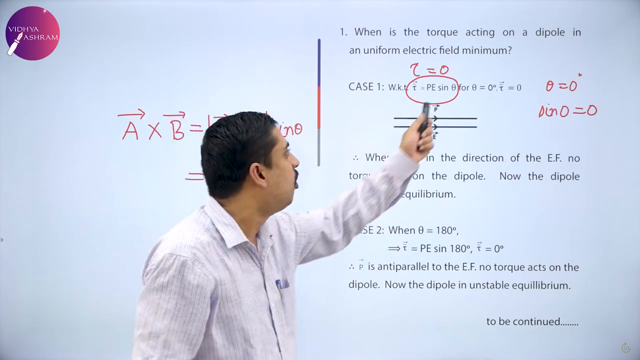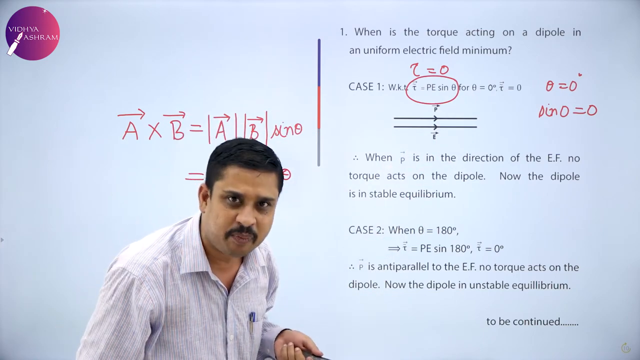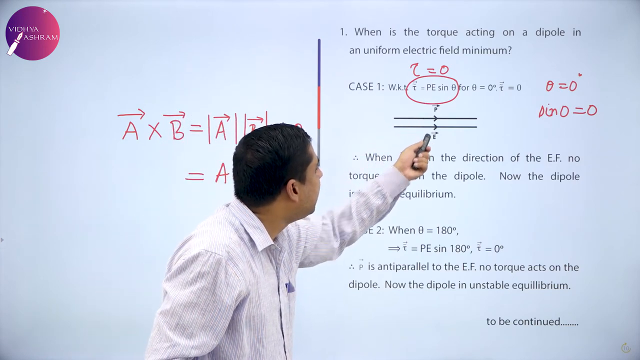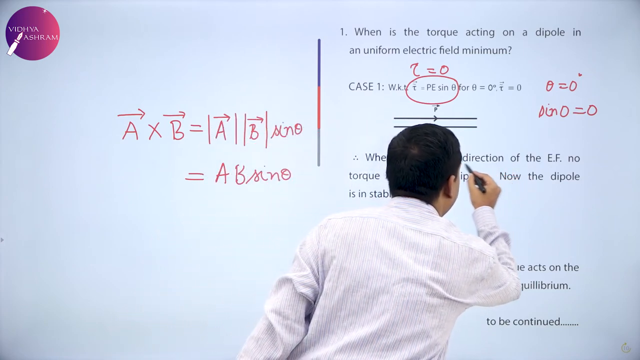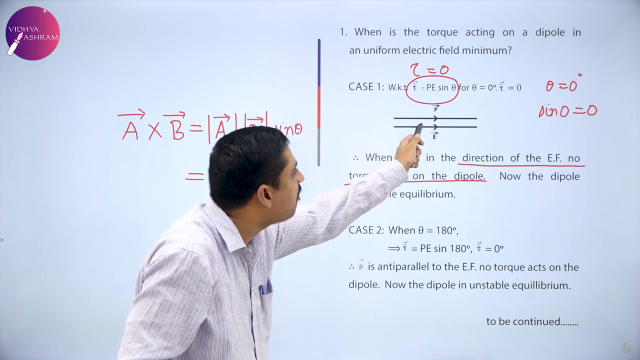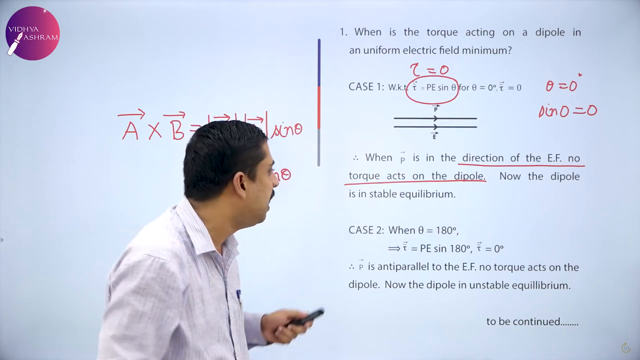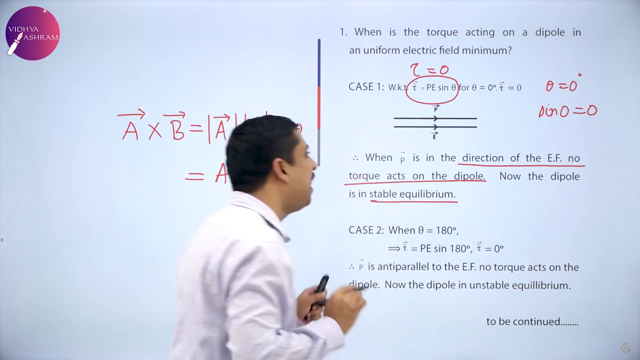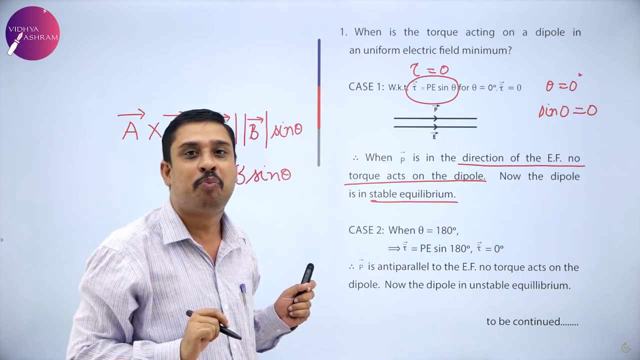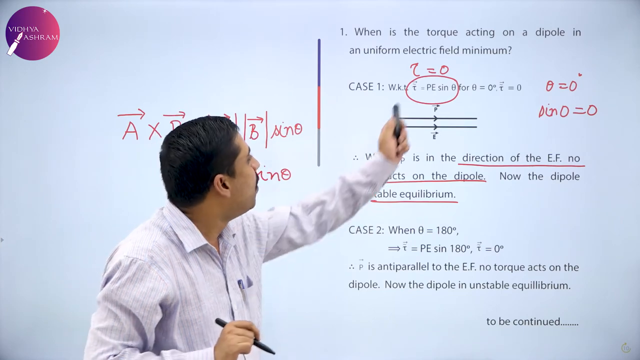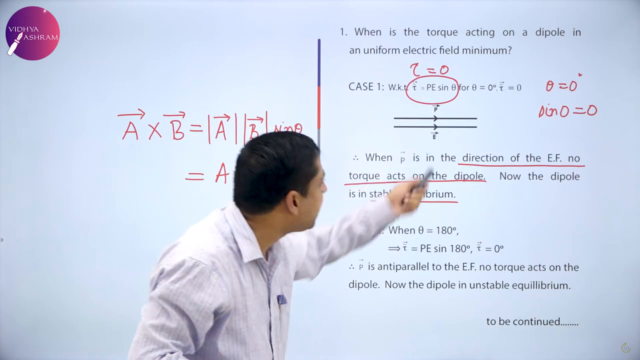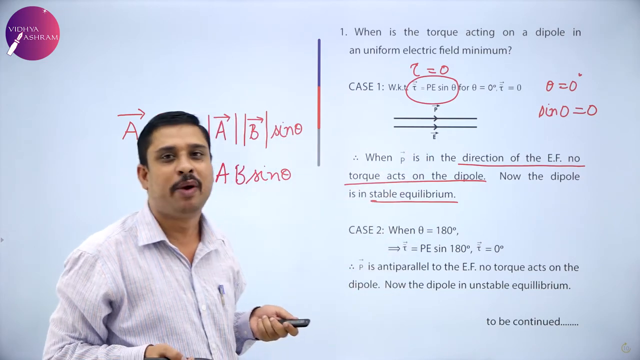When is sine theta zero? When theta is zero. That is the mathematical meaning. But physically, what do I understand? If theta is zero, P and E have to be parallel to each other. The dipole moment should be in the direction of the electric field. They have to be parallel, and this is what is called stable equilibrium. For a 1 mark question: when is electric dipole said to be in stable equilibrium? When theta is zero. What do you mean by theta being zero? Dipole moment and electric field are in the same direction, parallel to each other.